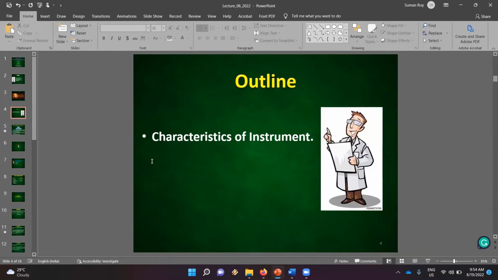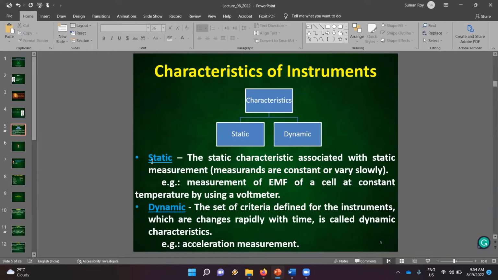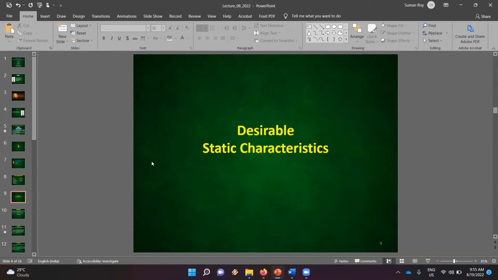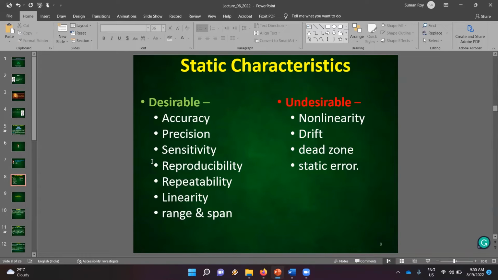We have talked about characteristics of instruments, and we have seen characteristics may be broadly classified into two parts: static characteristics and dynamic characteristics. In your syllabus only static characteristics are there, and they are further divided into two halves. One is desirable, another is undesirable. We were talking about desirable characteristics, and we know what accuracy is, what precision is, and the meaning of sensitivity and linearity, right?